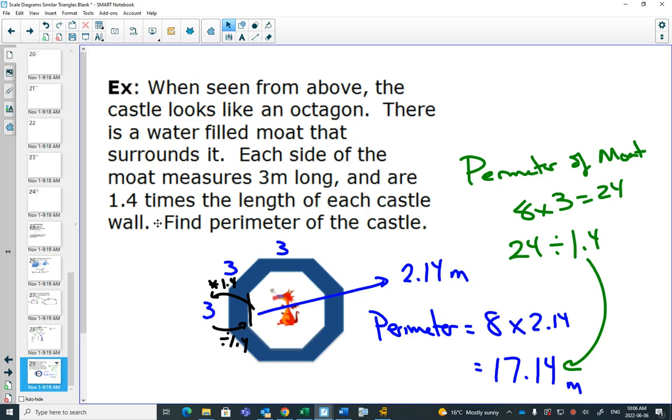Yeah, that is a very small castle. It's about 2 meters by 2 meters by 2 meters by 2 meters. About the size of probably your room.